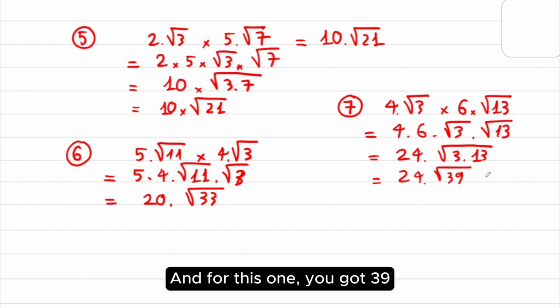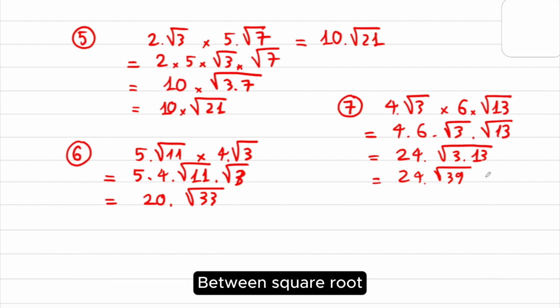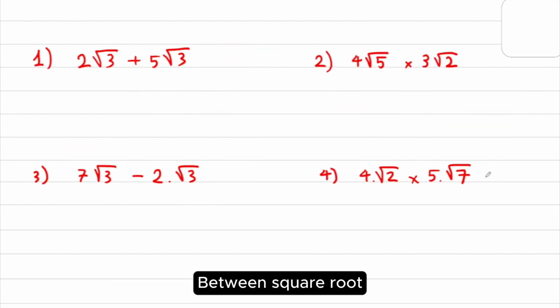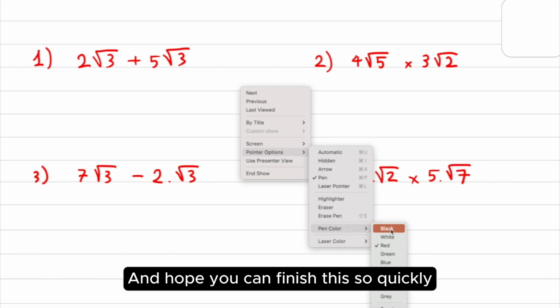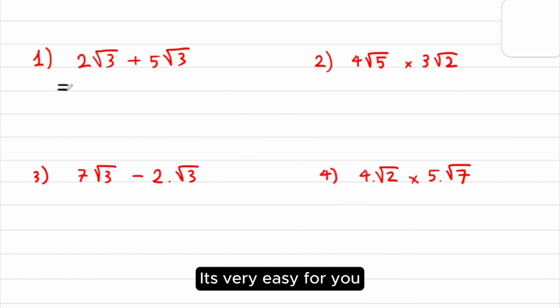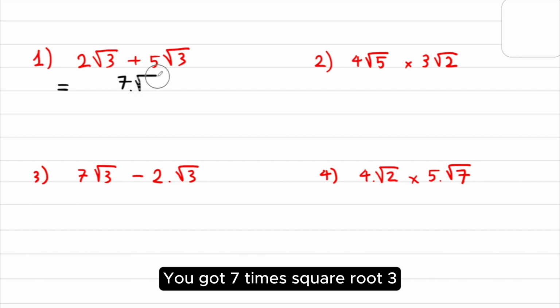This is 39. Okay, that is the way you can do multiplication and addition or subtraction with square roots. We have some examples here, and I hope you can finish this quickly. It's very easy for you if you understand the method. Question 1, 2 square root 3 plus 5 square root 3. You get 7 times square root 3.